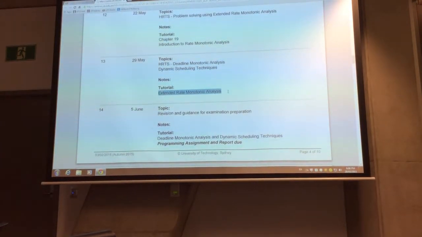I noticed a distinct lack of enthusiasm for going through tutorial problems last week. That's fine. What we'll do is stick to the plan here and have a look at the rate monotonic analysis tutorial problems. There's only a couple of them. And then next week, of course, there'll be no new material.